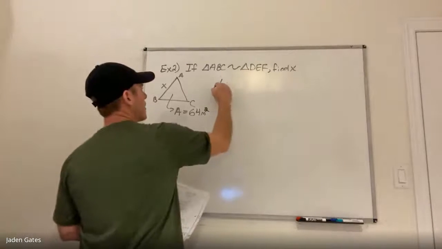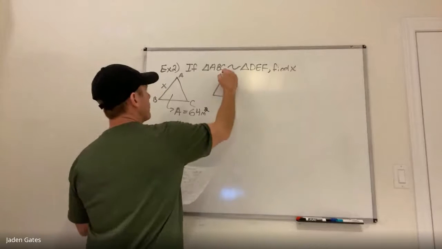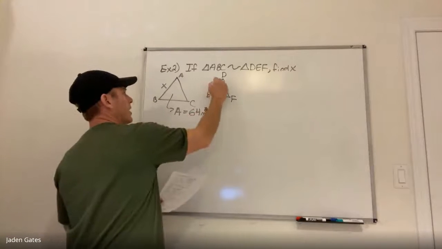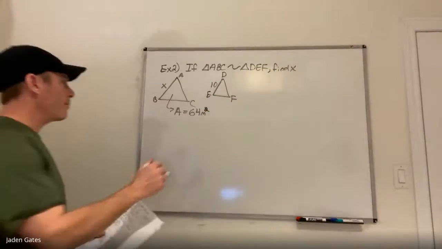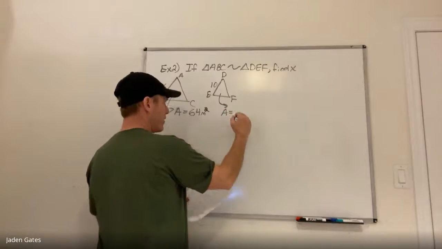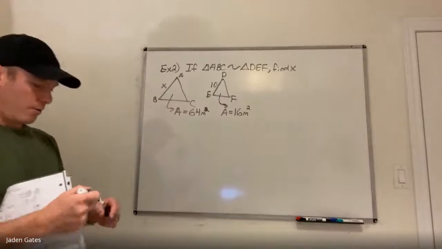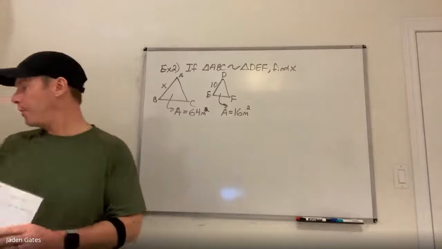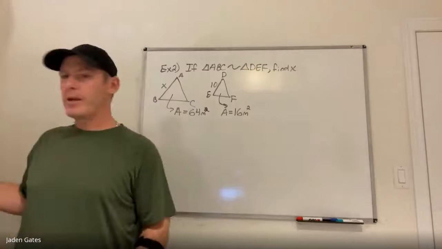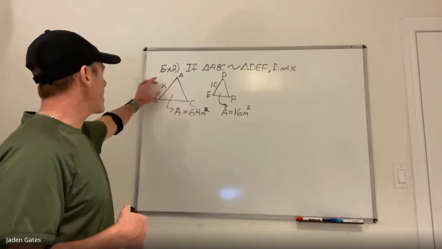All right, now I have another triangle here, which is triangle DEF. And I'm going to tell you this side has a length of 10, so from D to E. And I'm going to tell you that the area for this triangle is 16 meters squared. Now, how does all this information help us find X? Well, I'm going to use my third property because I have the areas of the triangles. I know that they're similar, and I'm trying to solve for a side X.